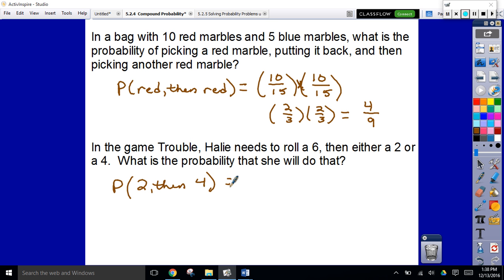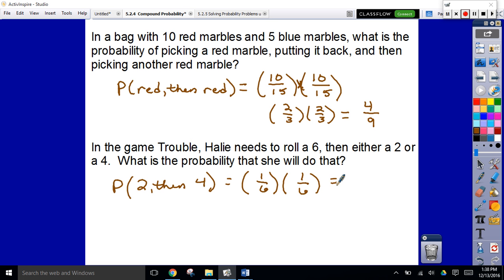Okay, what's the probability that she's going to roll a 2? Nick? It'd be 2 and 6. Not 2 out of 6. You don't want to use the number 2. You want to think how many 2s are on the die. How many 2s are on the die? 1. So it's 1 out of 6. Okay, Jenna, what's the probability that she's going to roll a 4? 1/6.